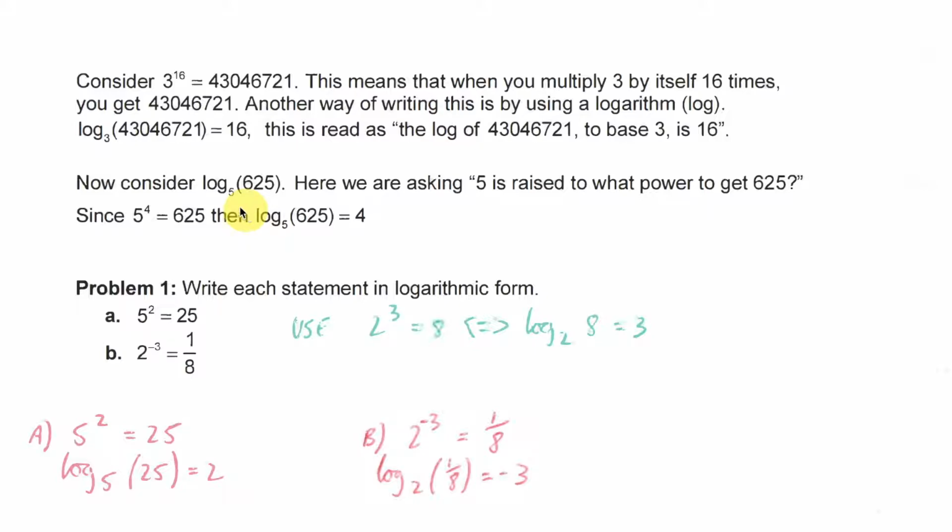Same thing applies here. 5 to the power of 4 is equivalent to 625. So here it is in index form. That's the standard form. And then I can rewrite this relationship in logarithmic form. So log base 5 of 625 is equal to 4. This means that if I start with a 5 and raise it to the power of 4, I'll get 625. Or another way of putting it would be to say, if I have 5, what do I need to raise it to the power of to give me 625? And the answer for that is 4.